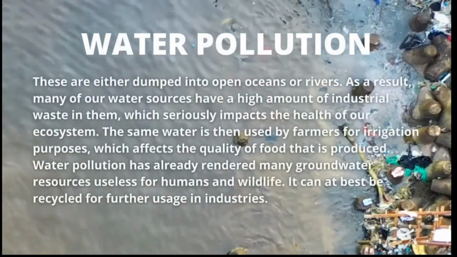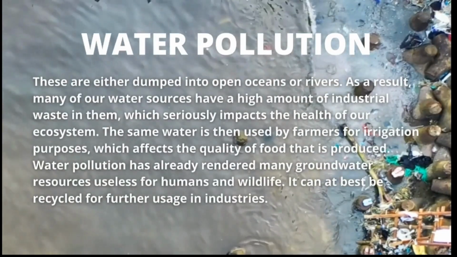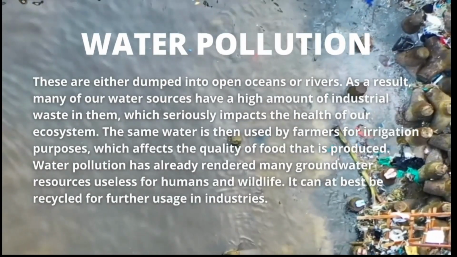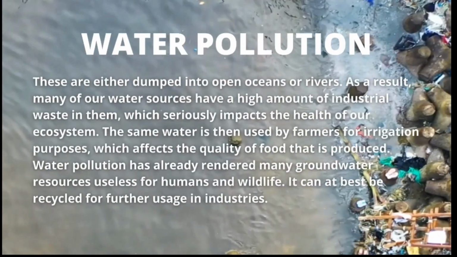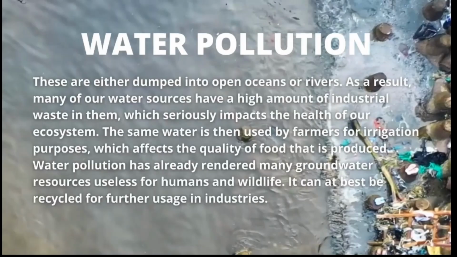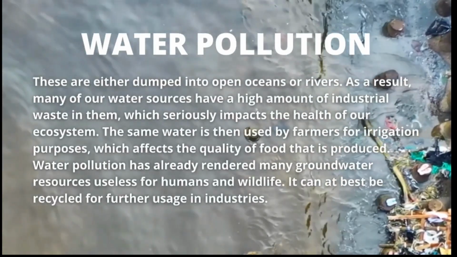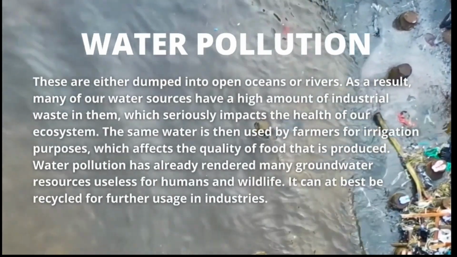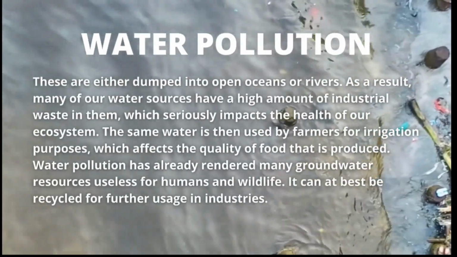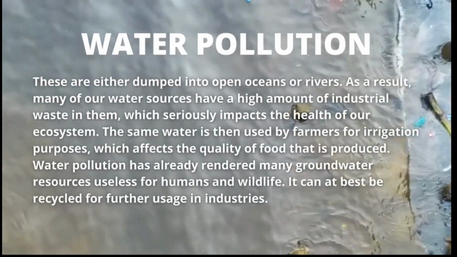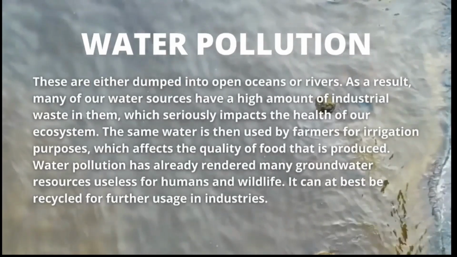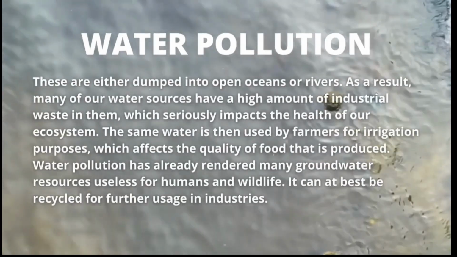These are either dumped into open oceans or rivers. As a result, many of our water sources have a high amount of industrial waste in them, which seriously impacts the health of our ecosystem. The same water is then used by farmers for irrigation purposes, which affects the quality of food that is produced. Water pollution has already rendered many groundwater resources useless for humans and wildlife. It can at best be recycled for further usage in industries.